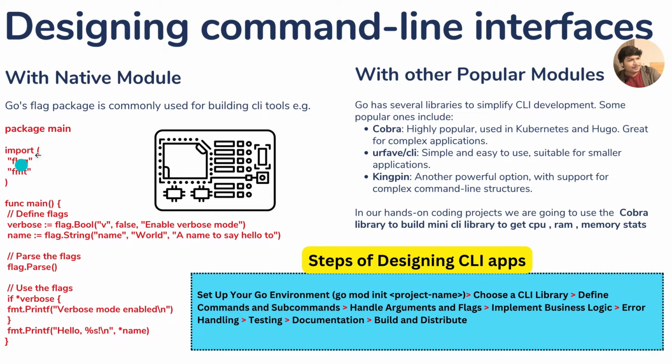Now that is there, but there are already community developed, very good, very standard, very popular packages, which I personally suggest you should be using. And what are those popular options? Those popular options are Cobra, Urfave CLI, and Kingpin. Now, what is Cobra? Cobra is highly popular and used in Kubernetes and Hugo. Now, think how good it is, and great for complex applications. Then there is Urfave CLI, which is simple and easy to use, suitable for smaller applications. And Kingpin, another very powerful one with support for complex command line structure.